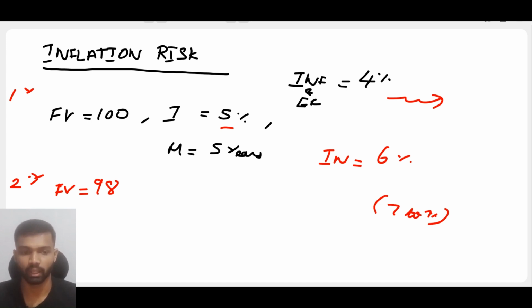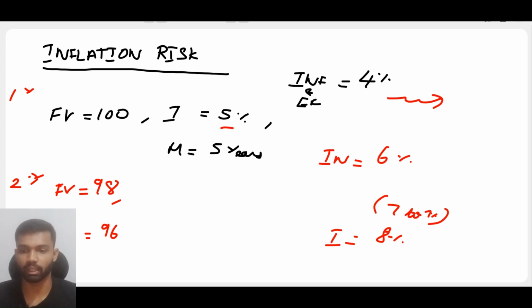Okay, now if the inflation keeps on rising, let's say in the third year our inflation rises to 8%, then if we are going to sell our bond in the third year, we cannot sell it at 98 rupees. We should reduce our price of the bond, let's say to 96 rupees, so that only we can sell it in the secondary market and have an exit option.